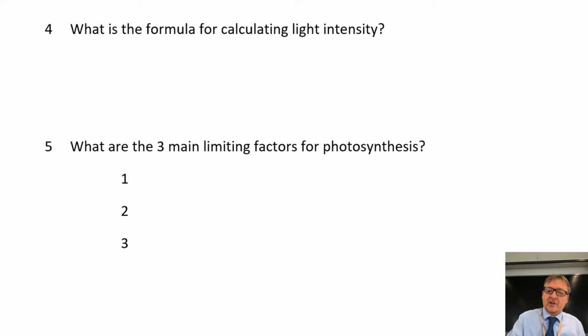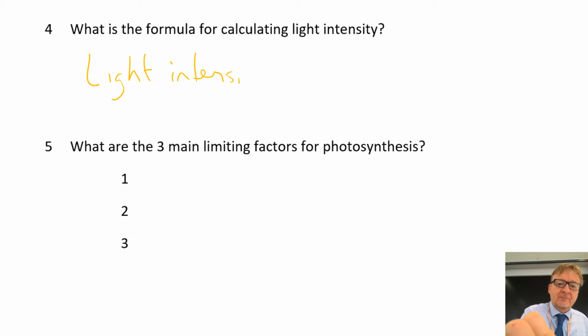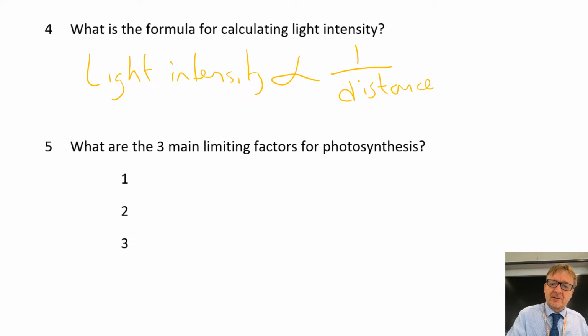What is the formula for calculating light intensity? The formula is light intensity, that's almost like how bright it is, proportional to 1 over the distance squared. So what you've got to do is remember that you're squaring it.